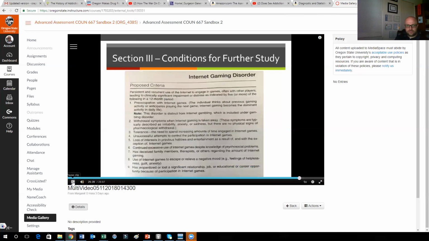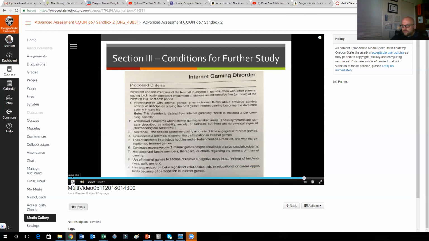Here we see the listing for internet gaming disorder, which again is in section 3 under conditions for further study. What that means is there was just not enough research to substantiate it being a full-fledged disorder in the DSM-5, but it's a call for research on this disorder to see if it does qualify as a full-fledged disorder, which will be evaluated at the next revision of the DSM.